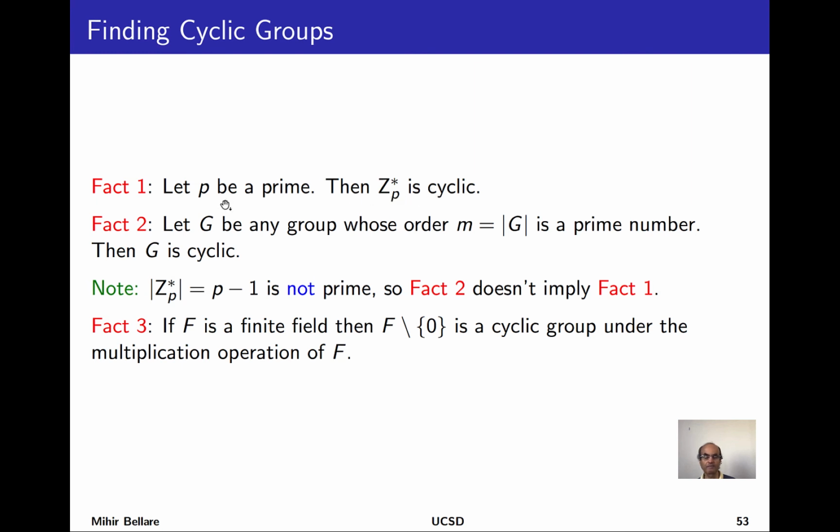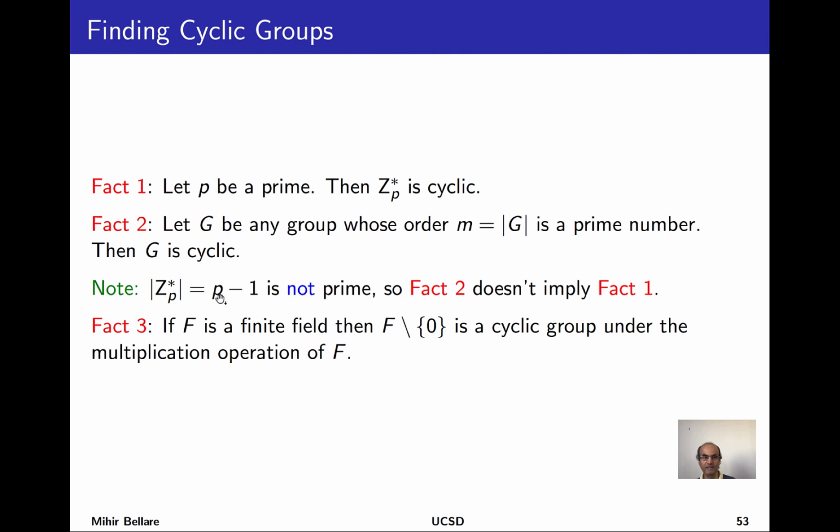That's a fact. Here's another fact. Take any group and look at what its order is. If that order is itself a prime number, you're guaranteed the group is cyclic. This, by the way, is very easy to prove. This takes more work. Sometimes the two get confused because someone might think that this fact implies this one. Remember that the order of Zp star is not p, it's p minus 1. There's p minus 1 points in the group. And p minus 1 is not prime.